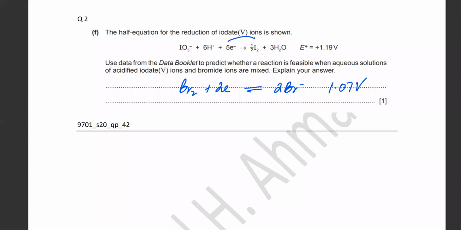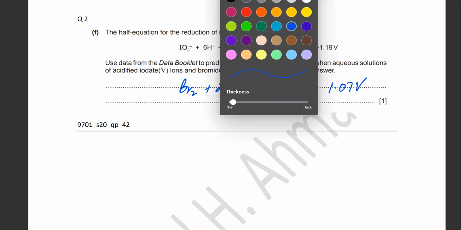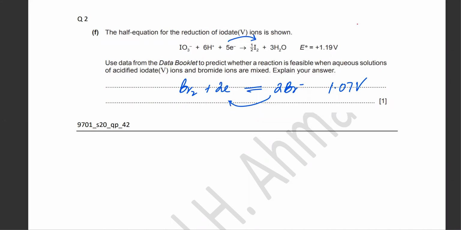So that's my higher potential. This is my lower potential. That one gains electrons. This one loses electrons. The electrons need to be equal. So I need to multiply this by 5. So this becomes 10. And this also becomes 10.